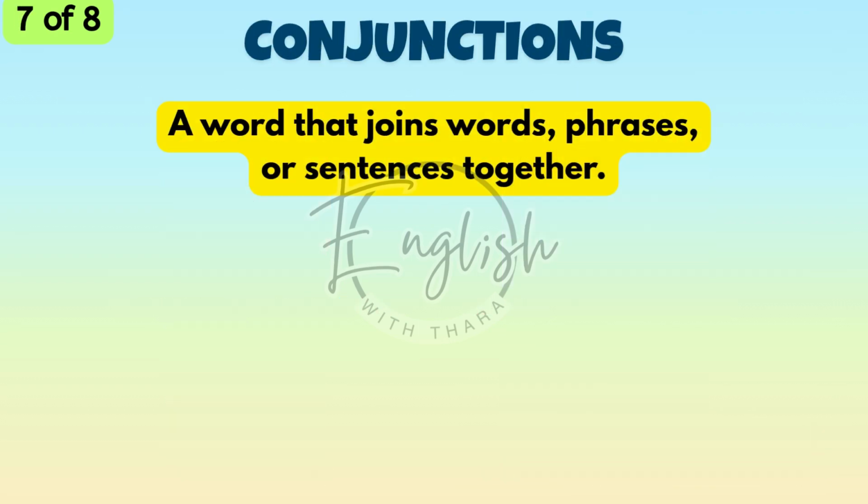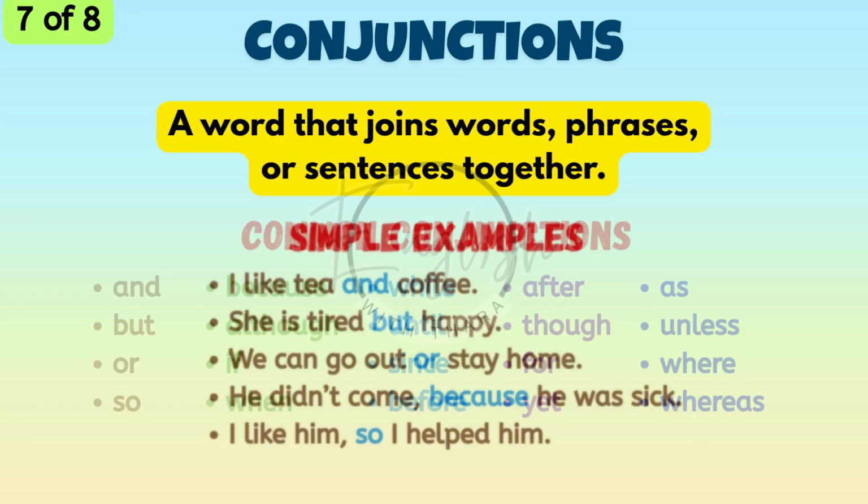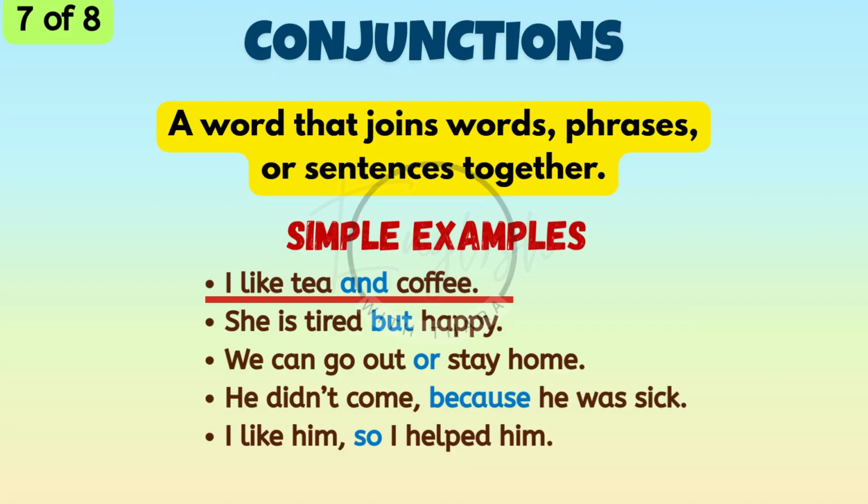Next, let's talk about conjunctions. A conjunction is a word that joins words, phrases, or sentences together. Some common conjunctions are and, but, or, so, and because. Let's understand this with a few simple examples. First, I like tea and coffee. The conjunction and joins two nouns together.